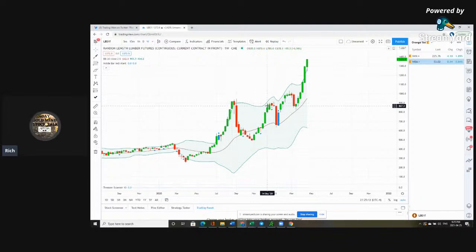We had shorts here, we had shorts here, we had shorts here. And then right here, right when this candle came in, all the shorts got squeezed. And that's why we go vertical. All right.